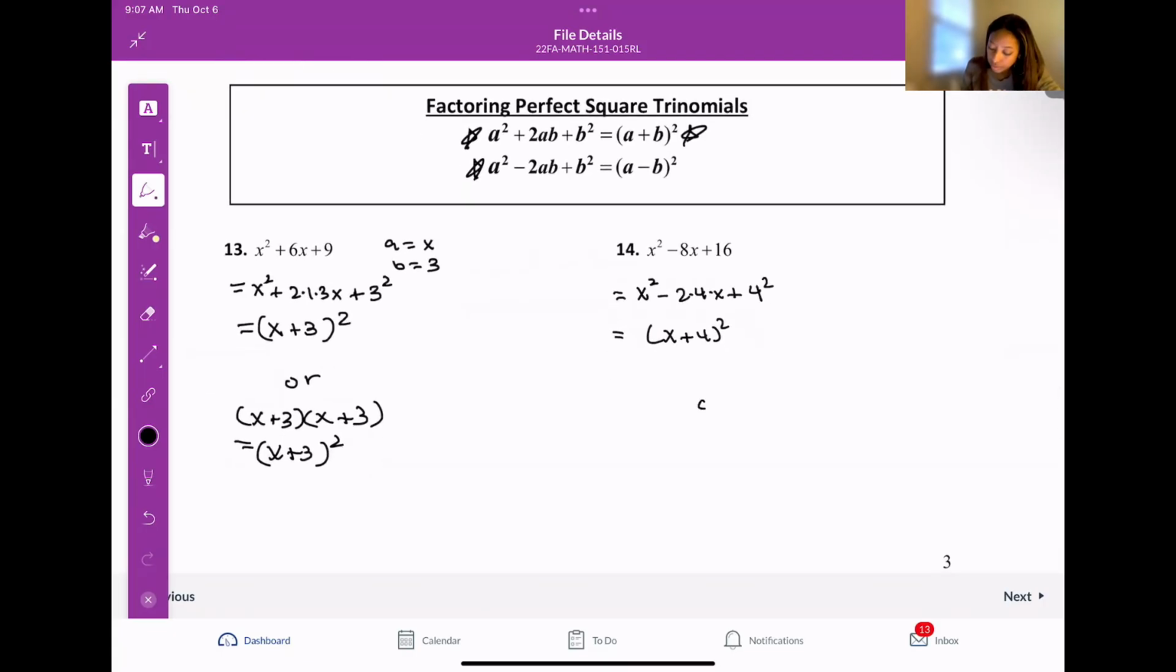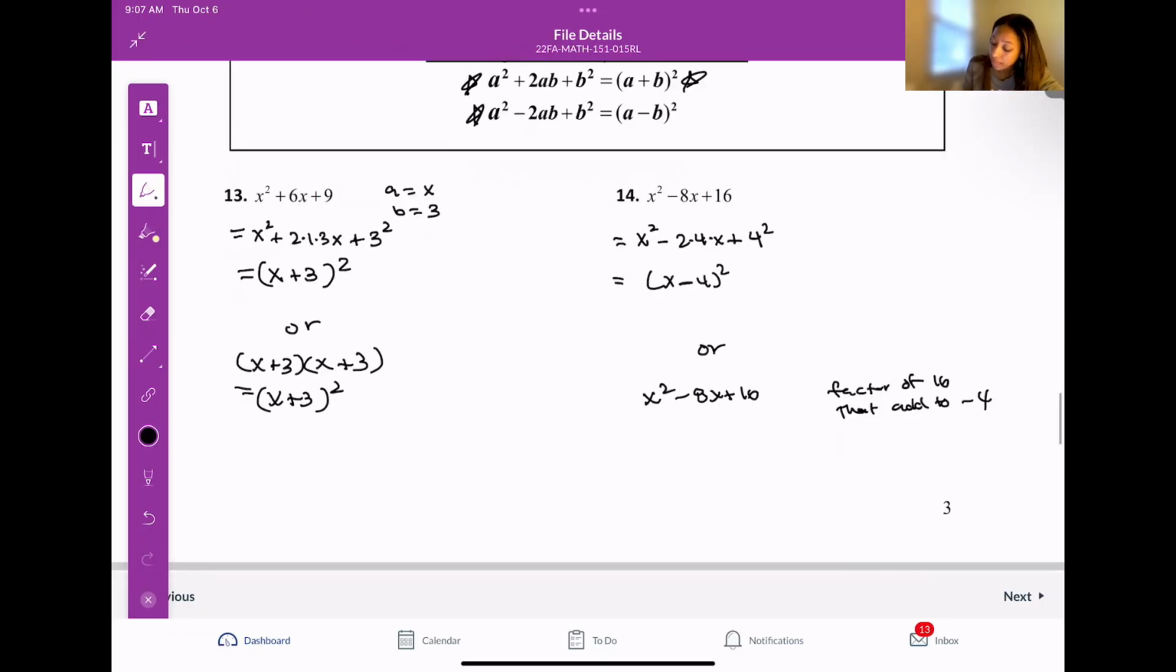And again, if you want to, you can use the other technique, x squared minus 8x plus 16. We want factors of 16 that add to -8. I messed up, I just realized that should be a -4. I'm so sorry, you guys. It's like 2 mistakes in a row. I'm done with mistakes for the rest of class. All right, factors of 16 that add to -8 would be -4 and -4. So this factors to x minus 4 times x minus 4, which is of course x minus 4 squared.